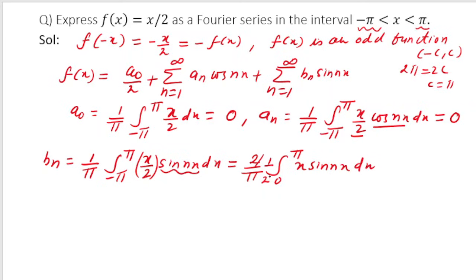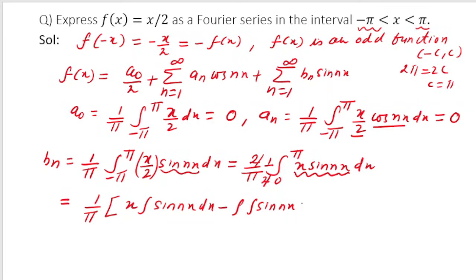So this 2 and this 2 are cancelled, so I am writing here 1 by pi and x sine nx. By now we are confident about integration by parts, so I write x as the first function, integration of sine nx dx, minus integration of sine nx dx into the differentiation d by dx of x, and then we integrate the entire thing, and the limit of integration is 0 to pi. So what will I get?